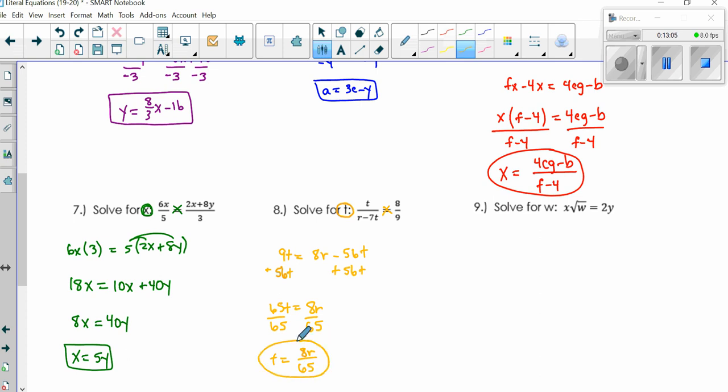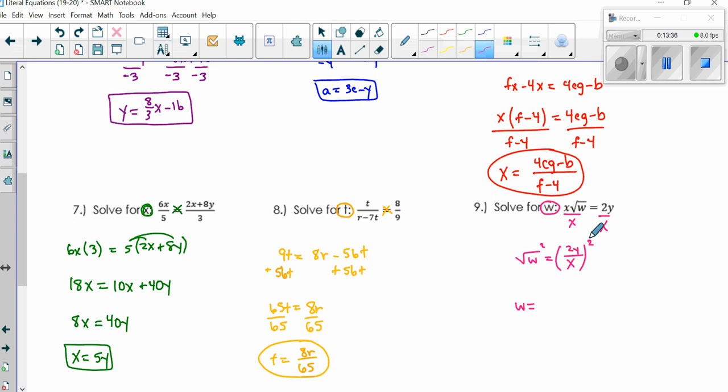Okay, so when possible, simplify. All right, solve for, in this case, we want to solve for w. I need to first divide by x and get rid of that coefficient. That's going to leave me with the square root of w equals 2y divided by x. In order to get w by itself, I want to square it, which means I have to square this whole side. So that's going to leave me with w equals.